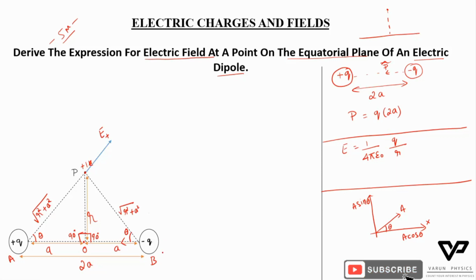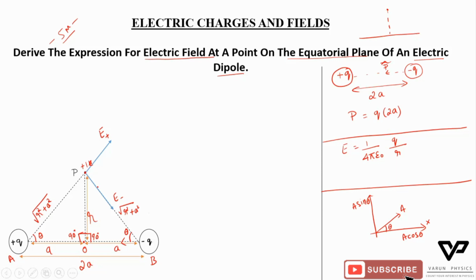Similarly, the charge at P is negative minus q and the charge at P is plus q. Therefore, it will be attractive in nature and the electric field force is a central force. Therefore, it acts along the line of action in this direction. I call this E minus. And this is theta. Therefore, the exterior angle, theta plus theta, the total angle will be 2 theta.